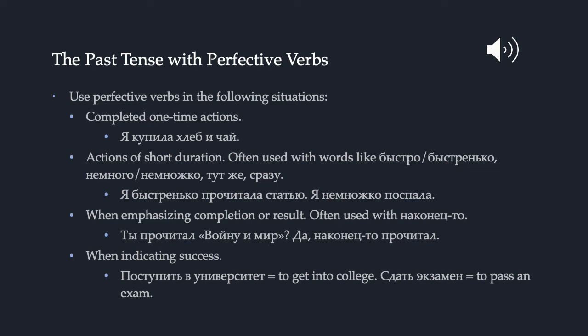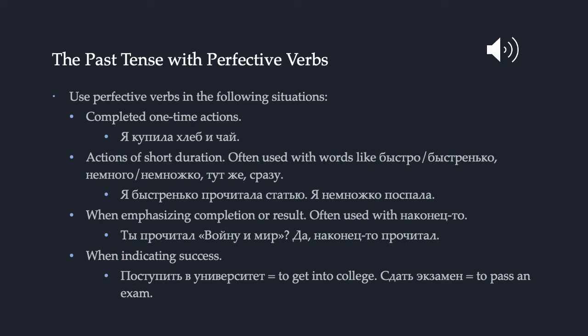And then finally, we're going to use perfective verbs when we indicate success. So to go back to our two aspectual pairs that we talked about on the last slide, поступать, поступить, and сдавать, сдать. When we use the perfective members of the pairs, we indicate success. So поступить в университет is to get into college. Поступать в университет is to apply to college. Поступить в университет is to get into college.